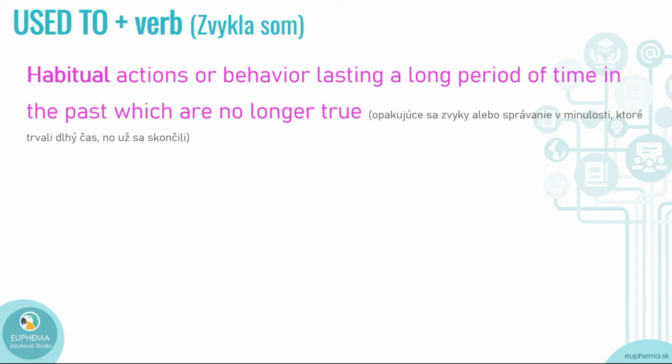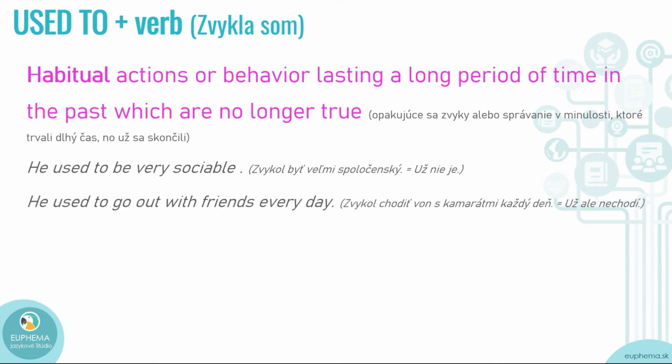Let's see some examples. He used to be very sociable. That means this was his behavior in the past. He used to be sociable, extroverted when he was younger, probably over a long period of time, like several years. But then he changed and now he is not sociable anymore. He is more introverted. He used to go out with friends every day. Again, it was his habit when he was younger. Now he doesn't go out with friends, he just stays at home. So he used to go out with friends.